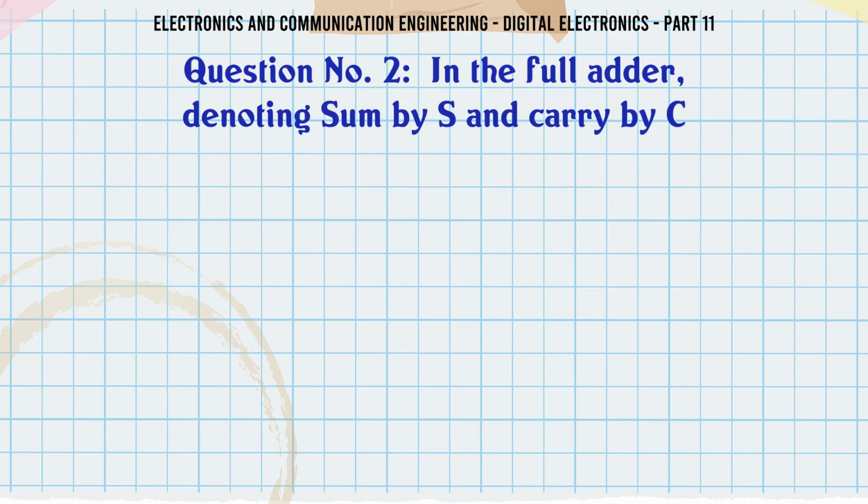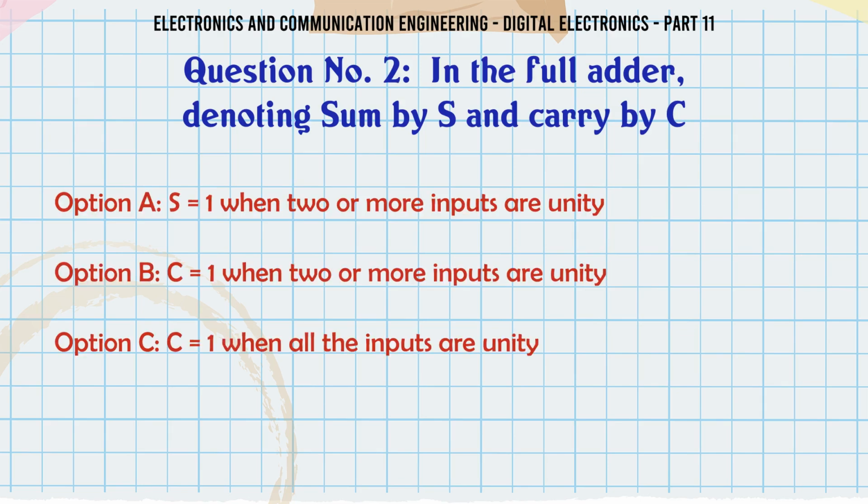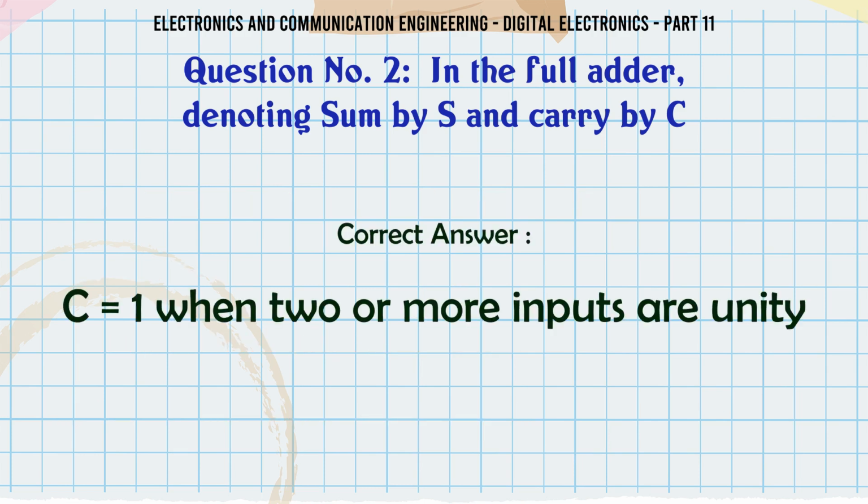In the full adder, denoting sum by S and carry by C: A, S is 1 when two or more inputs are unity. B, C is 1 when two or more inputs are unity. C, C is 1 when all the inputs are unity. D, S is 1 when all the inputs are unity. The correct answer is C is 1 when two or more inputs are unity.